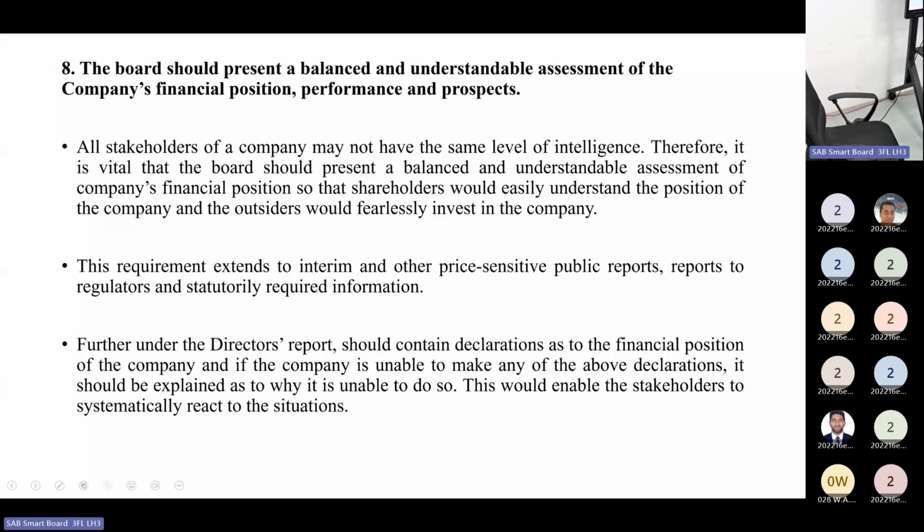Further, the director's report should contain a declaration as to the financial position of the company, and if the company is unable to make any of the above declarations, it should explain why the financial declaration cannot be given.